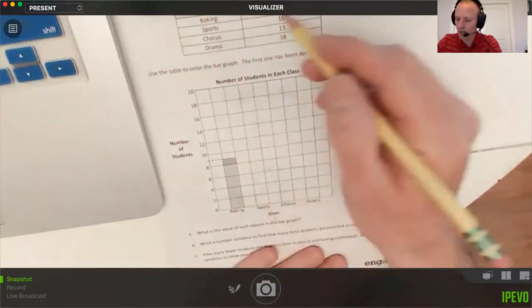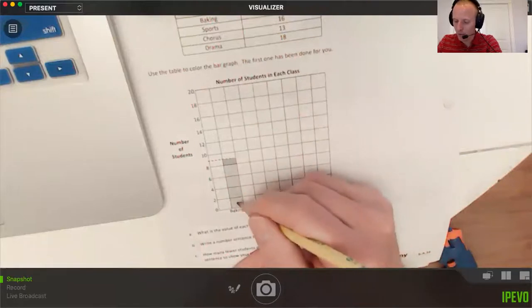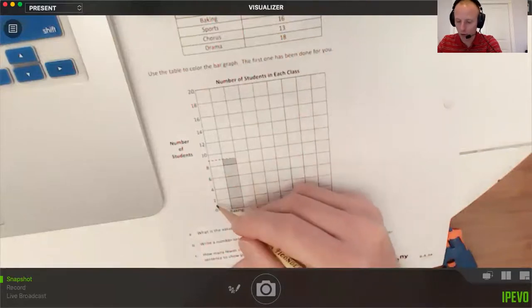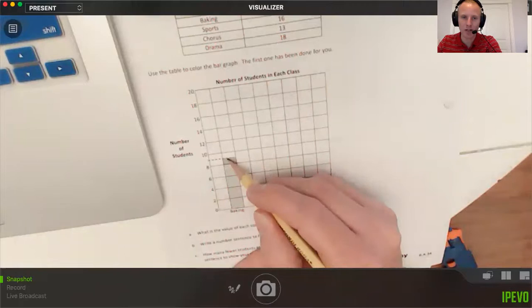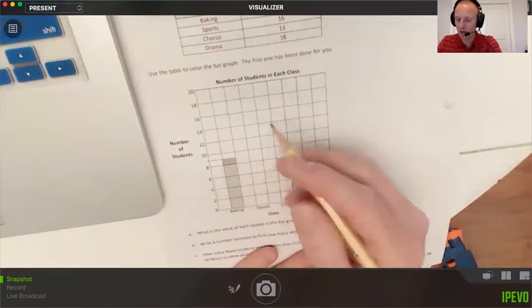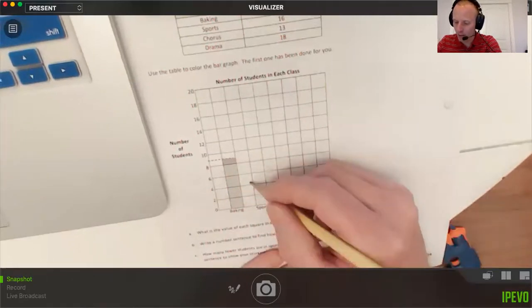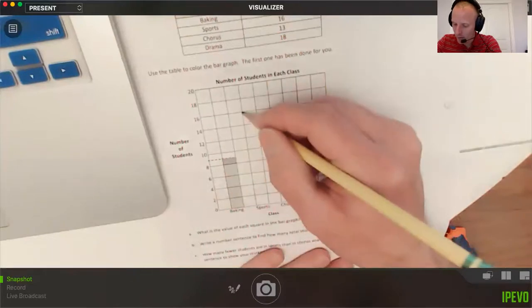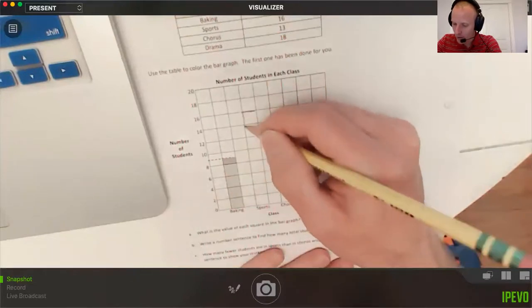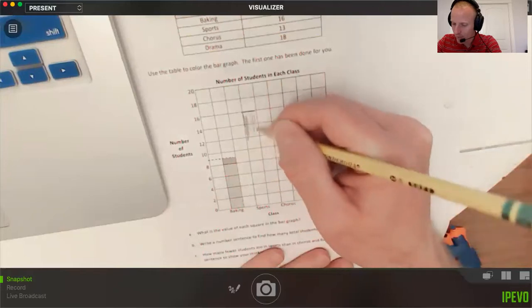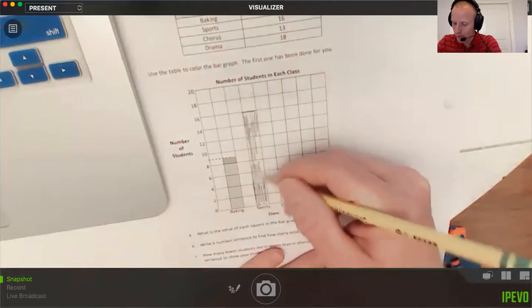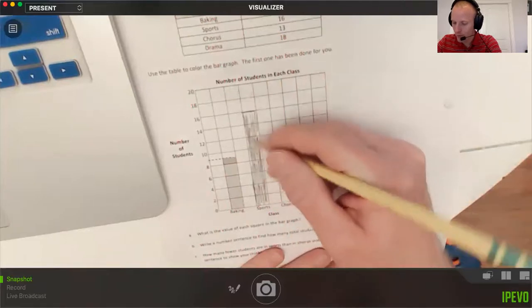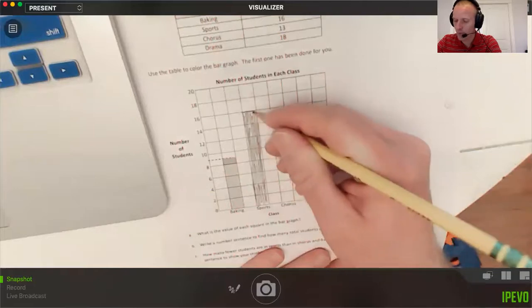So we can see that baking has 9 kids. And this is really important: each block is worth 2. So from there to there is 2, 4, 6, 8. And since they have 9 kids, we go halfway between 8 and 10, and we make a line and shade it in. So sports has 16, so I can go all the way up to where 16 is. That's going to be the top, and I can shade it in. We're going to shade it in really roughly here.